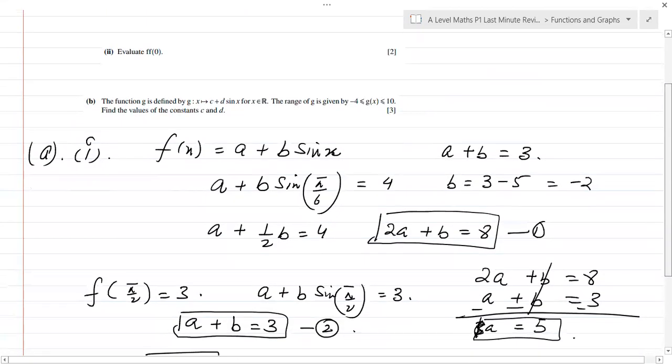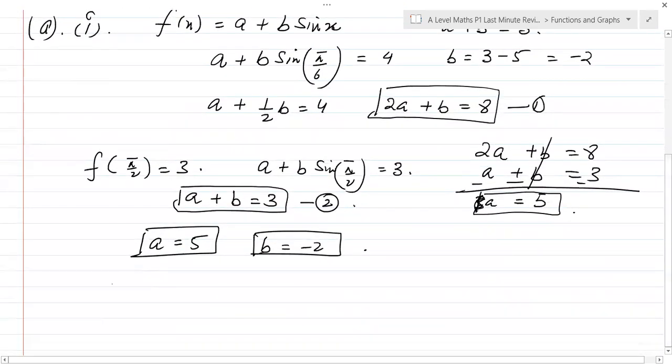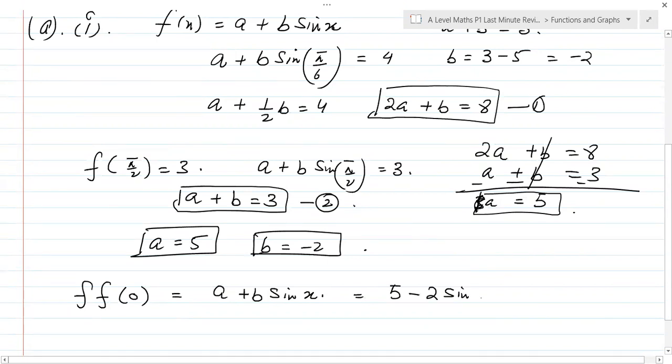Now, in the second part, it says evaluate f of f of 0. f of f of 0 means we apply the function twice. So what was the function again? We had a plus b sine x as our function. In this function, we're going to replace the values that we got. a was 5 and b was minus 2, so we can write this as 5 minus 2 sine of x.